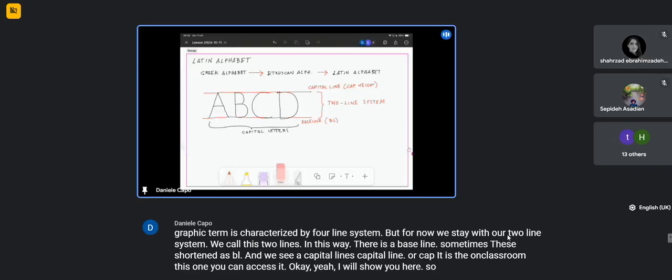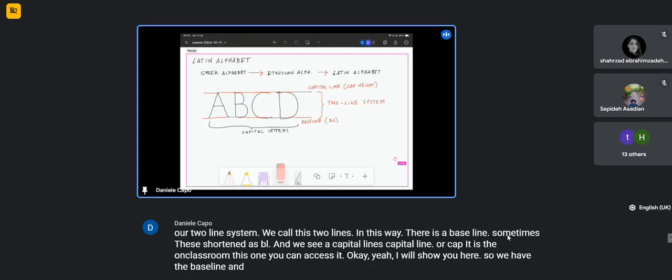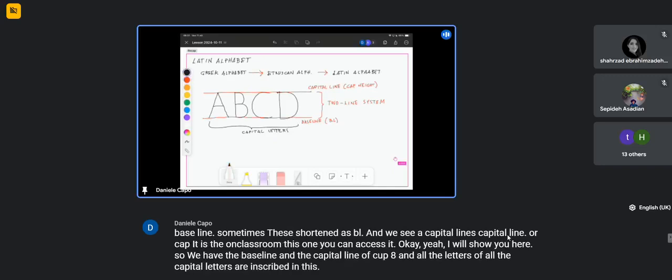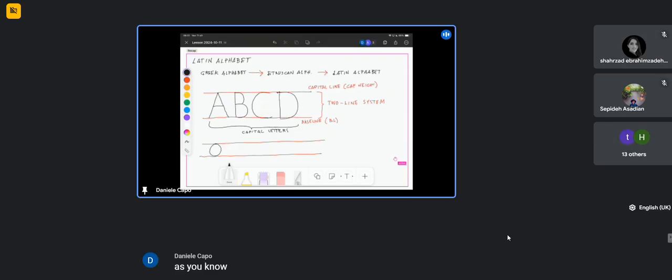So we have the baseline and the capital line, or cap line. And all the capital letters are inscribed in this system, with the exception of Q. As you know, Q has a tail that goes below the baseline, okay?